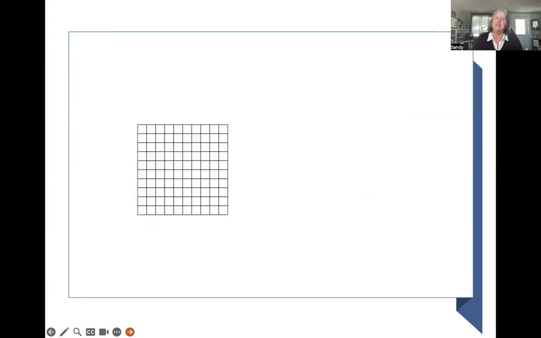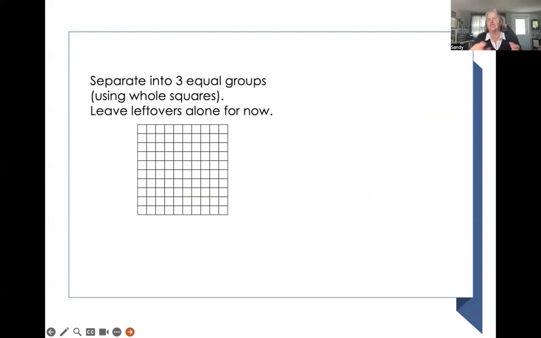Now, as we're continuing to look at this, one of the problems and challenges is, what do you do when you start to look at repeating decimals? And how do you build that understanding?